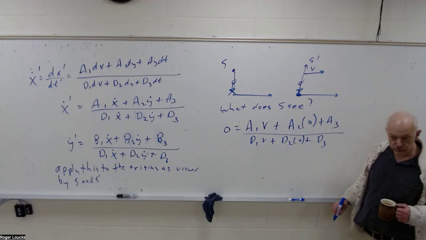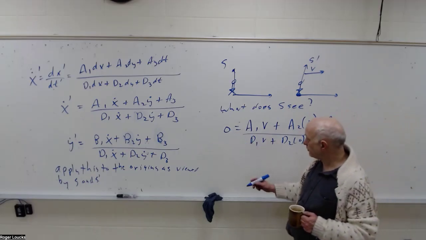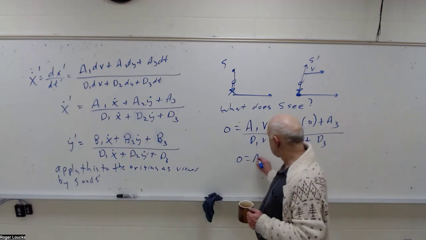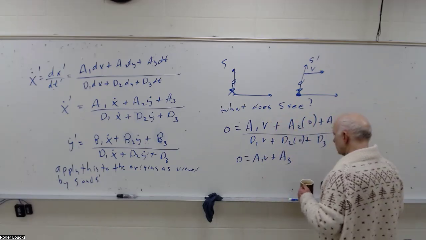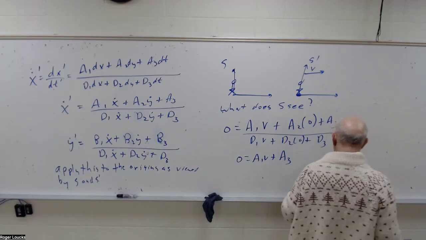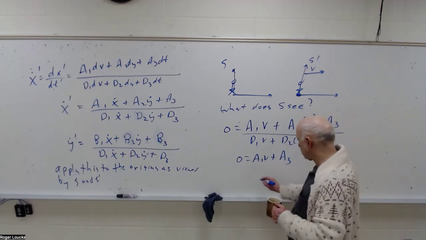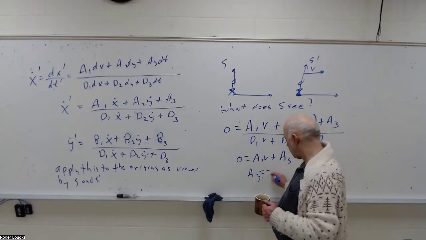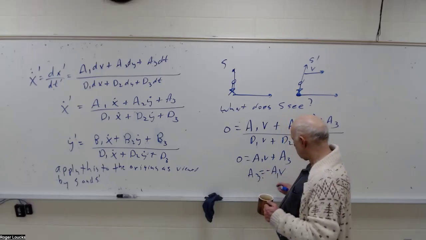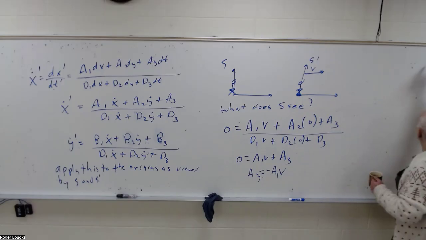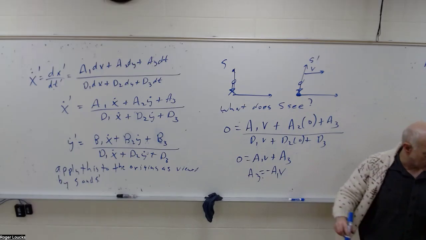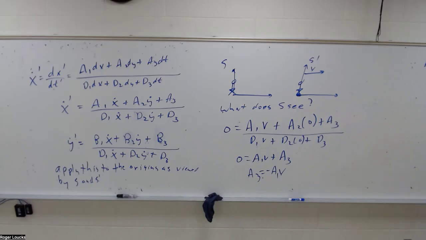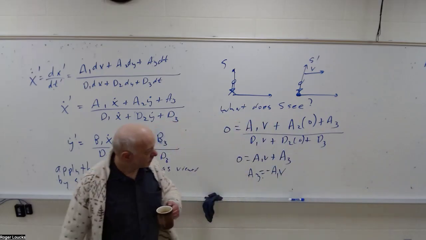All right, I take all this over to the other side, and this gives me 0 equals A1 V plus A3. So this will give me A3 equals minus A1 V. Since I don't want to lose that, I'm going to put this over here. Okay, questions with that?